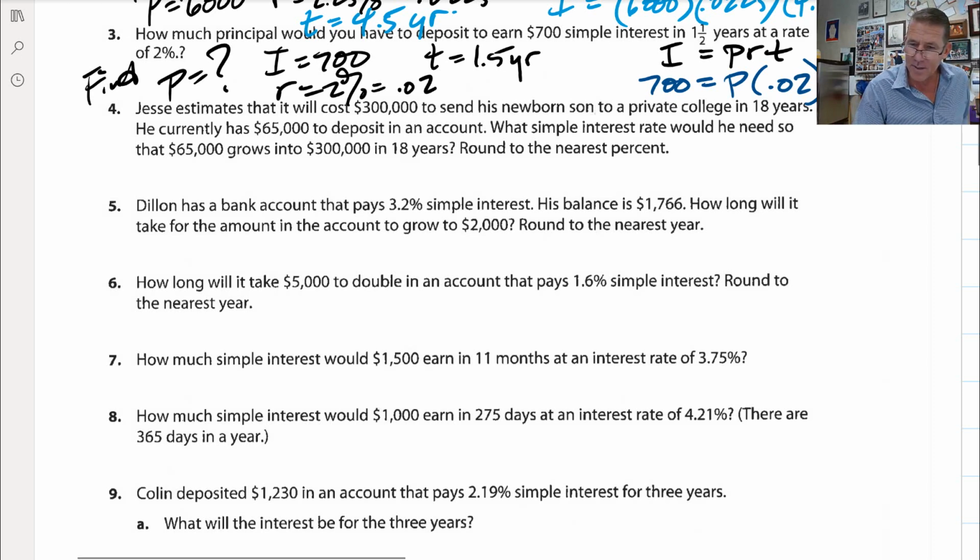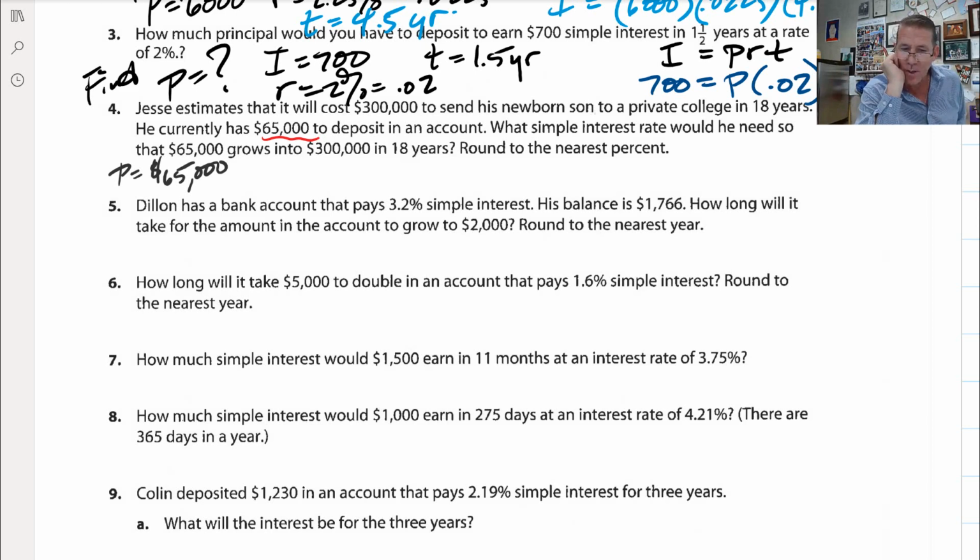But so currently he has 65,000. There's your principal. So 65,000. All right. And what would the interest rate be to get to 300,000 then? Wow. Okay, so how are we going to do this?